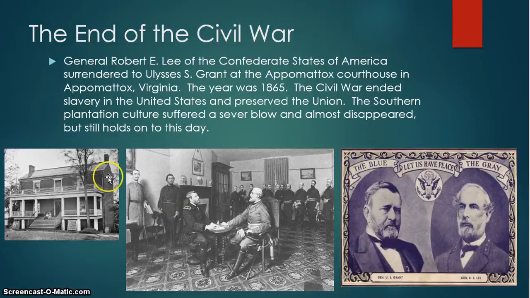And here we can see the courthouse in Appomattox, which still exists and is a national historical site. Here we have Ulysses S. Grant in the Union blue and Robert E. Lee in the Confederate gray.